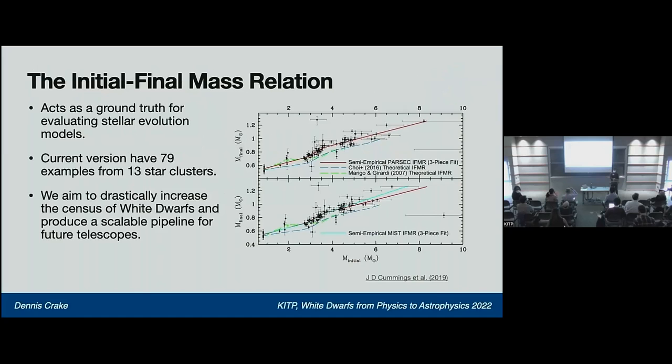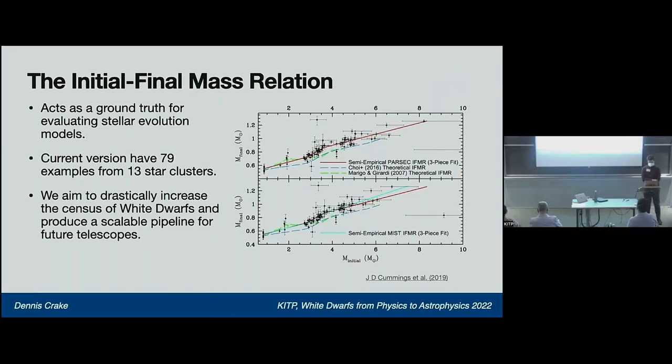Fortunately, the initial final mass relation was introduced wonderfully this morning. Essentially, it's a great way to constrain stellar models and the turbulent final stages of stellar evolution. This is one of the current best models we've got, which is semi-empirical. Observations find the final mass, and then we go through a series of steps, which I'll take you through, to find the initial mass.